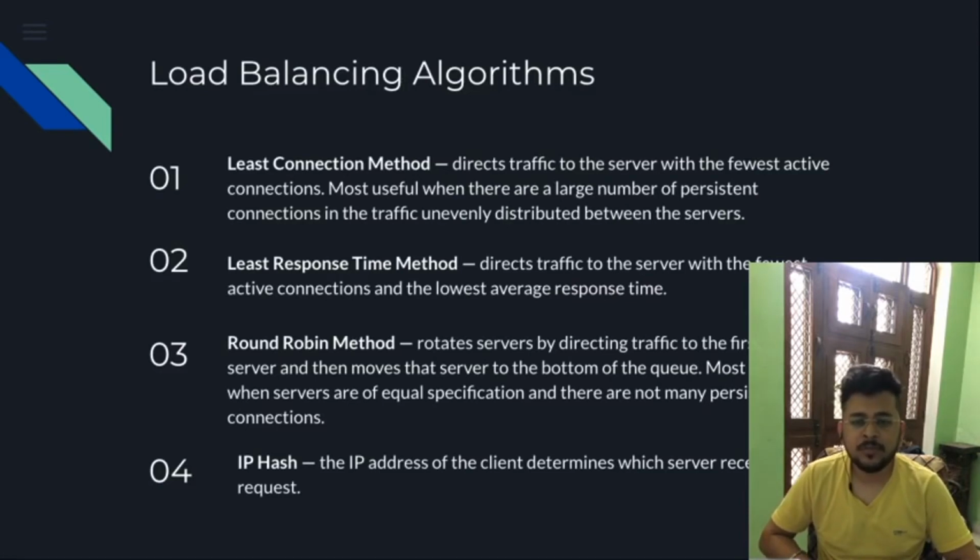The fourth implementation, which is generally difficult but very helpful as a load balancing strategy, is IP hash. Any request which is coming in will have an IP associated with it, from which the request originated, and we will create a hash out of the IP to determine which server will respond to this request. So these are the four common load balancing algorithms that we have.